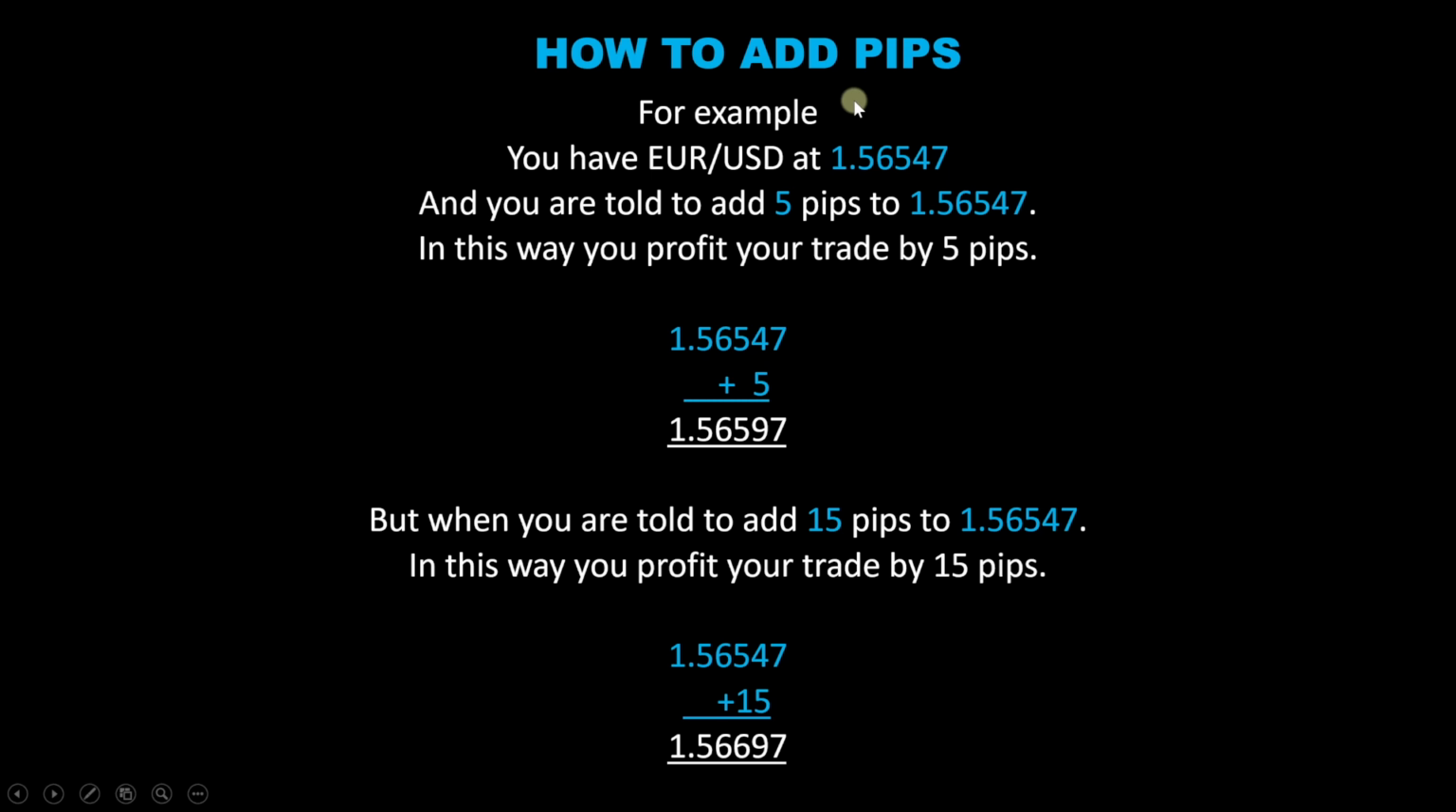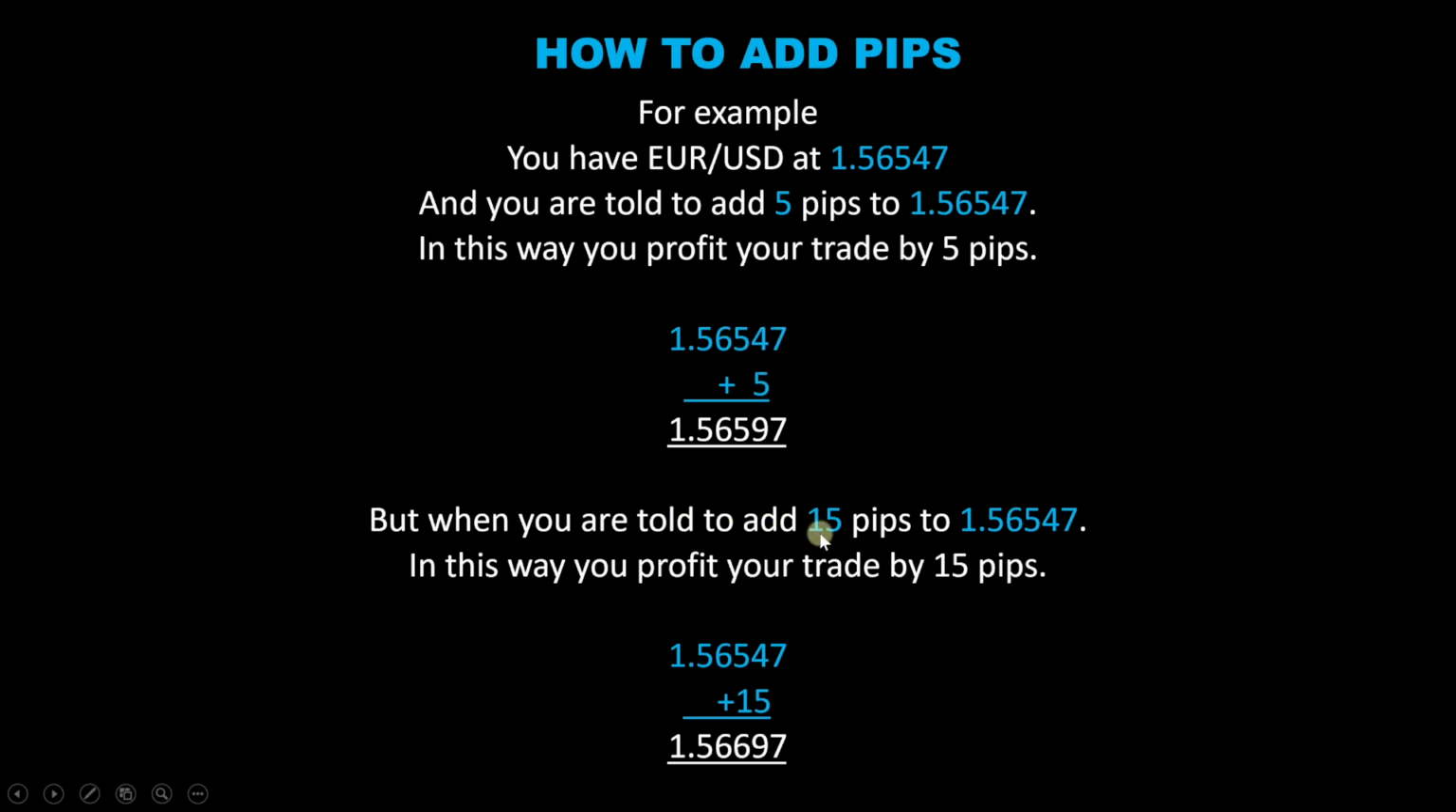How to add pips? The previous example we subtracted pips, but this is how we add pips. For example, if you have Euro USD at this price and you're told to add 5 pips to 1.5647, in this way you profit your trade by 5 pips. We saw that the last one was a pipet, so the pip starts from the fourth digit after the point. So if you do your addition here, you'll get 1.56597, because we added the 5 pips where the pip is starting from.